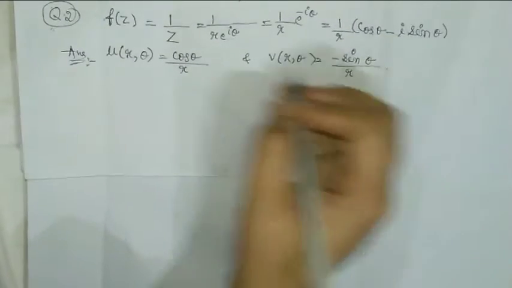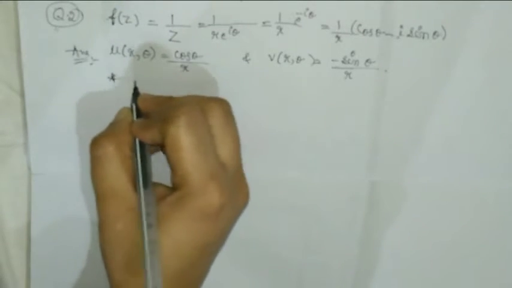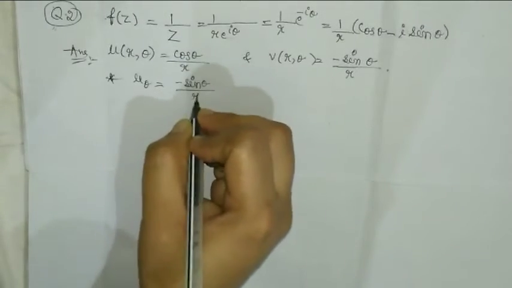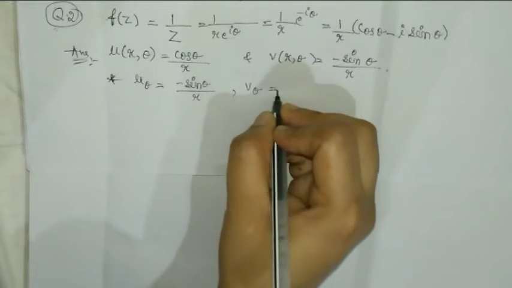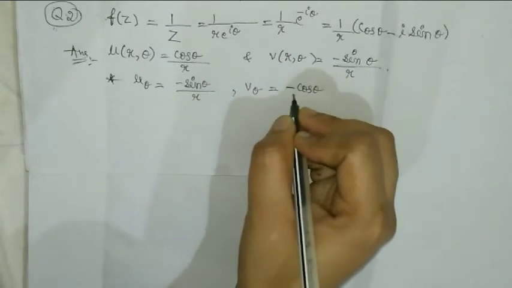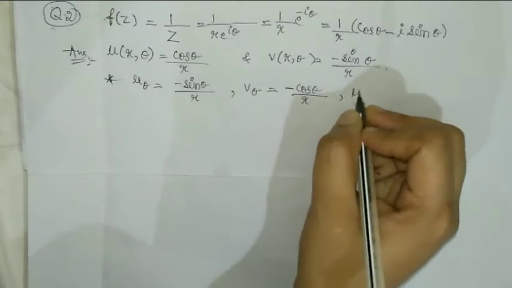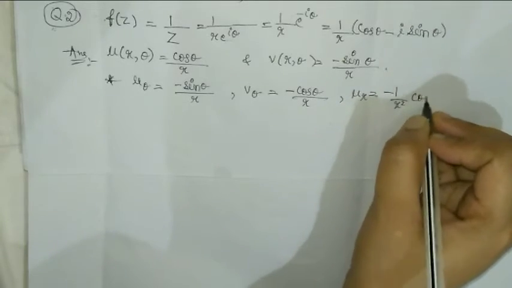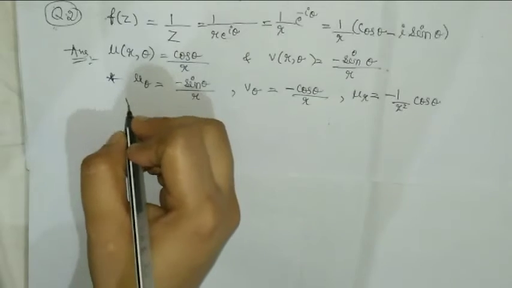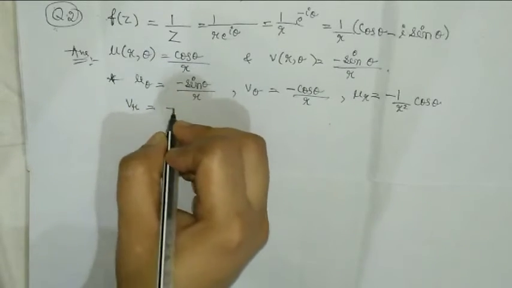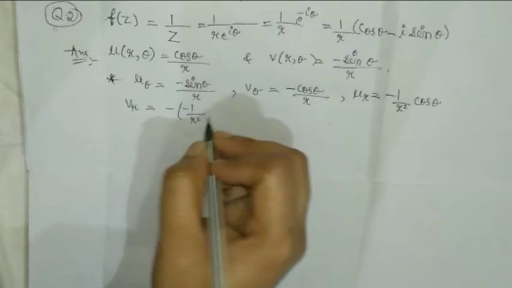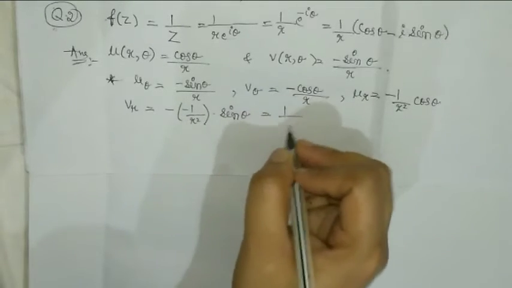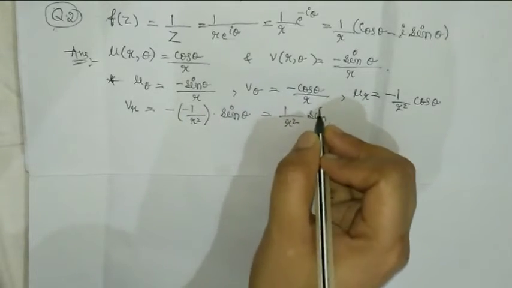Okay, now we will find uθ, which is equal to -sin θ / r, and vθ is equal to -cos θ / r. Then next let us find ∂u/∂r, which is equal to -1/r² · cos θ. Alright, and then let us find ∂v/∂r, which is equal to minus of minus 1/r² · sin θ, which is equal to 1/r² · sin θ.